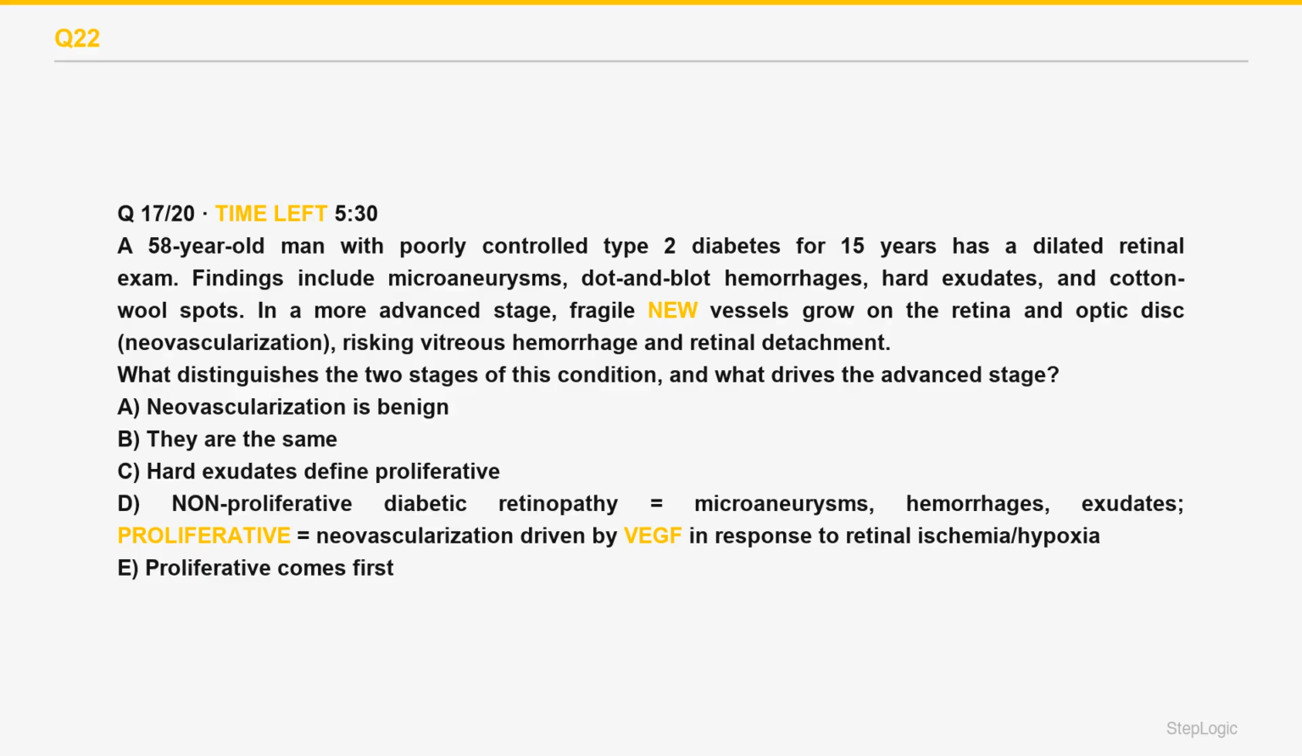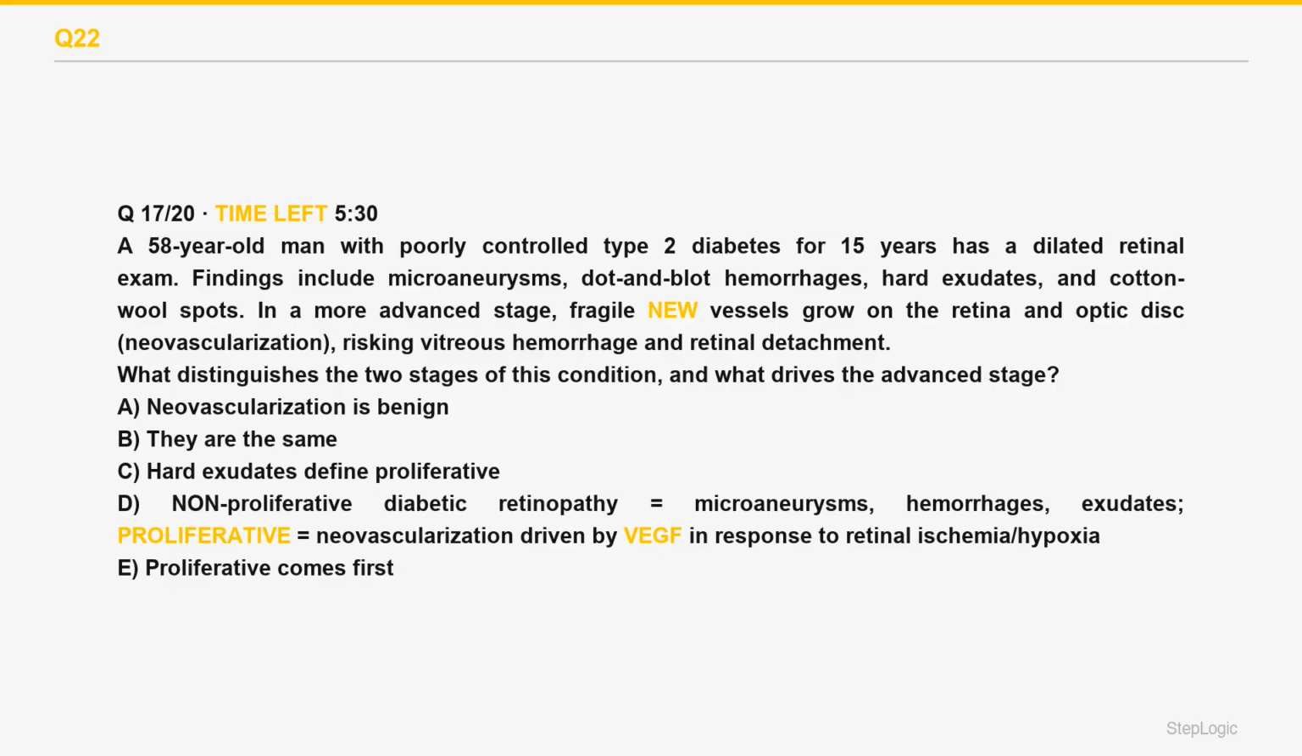What distinguishes the two stages of this condition and what drives the advanced stage? A 58-year-old man with poorly controlled type 2 diabetes for 15 years has a dilated retinal exam. Findings include microaneurysms, dot and blot hemorrhages, hard exudates, and cotton wool spots. In the more advanced stage, fragile new vessels grow on the retina and optic disc, neovascularization, risking vitreous hemorrhage and retinal detachment.